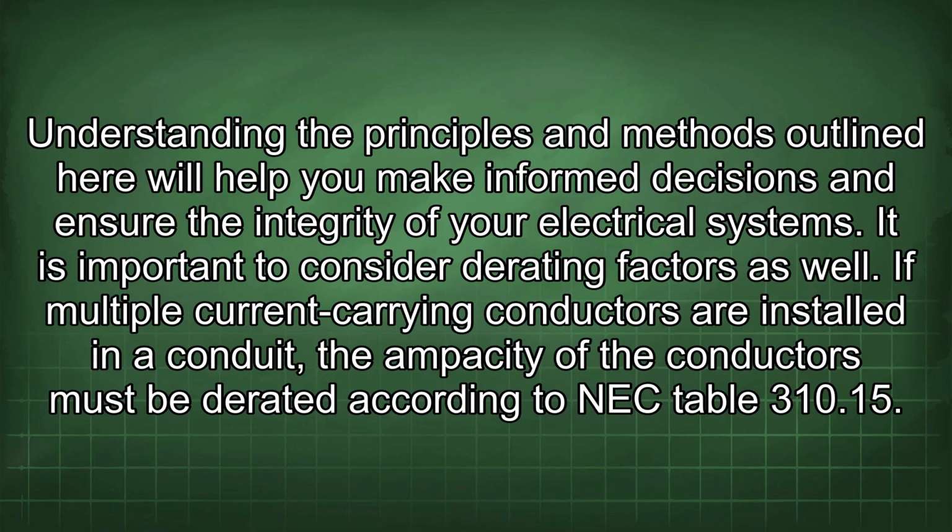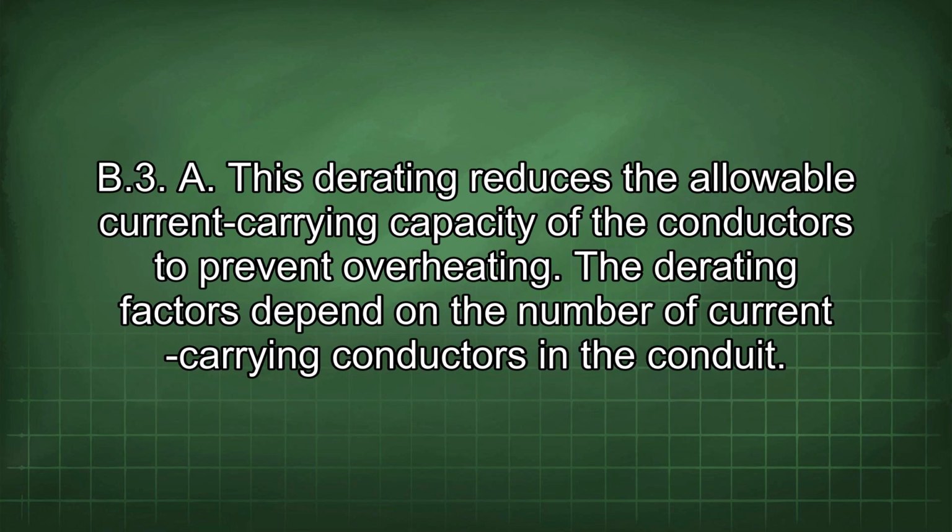If multiple current carrying conductors are installed in a conduit, the ampacity of the conductors must be derated according to NEC Table 310.15(B)(3)(a). This derating reduces the allowable current carrying capacity of the conductors to prevent overheating. The derating factors depend on the number of current carrying conductors in the conduit.